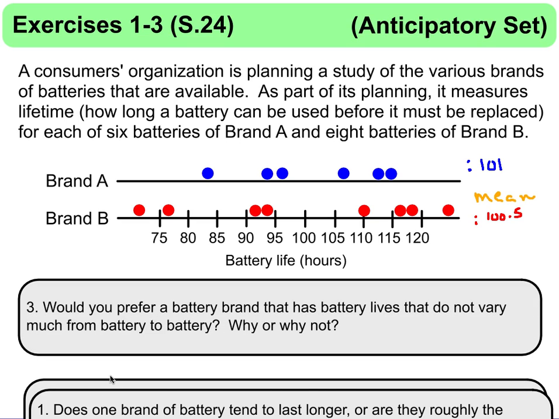And so in number 3, would you prefer a battery brand that has battery lives that do not vary as much from battery to battery? Why or why not? And so again, students would talk, and most students will come to the conclusion that they would probably prefer a battery with small variability in lifespan, because the batteries would be more consistent and more predictable from time to time. Meaning if you put a battery in there, you pretty much know how long that battery is going to last. Then if you buy a brand such as B, you don't know how long that battery is going to last because there's too much variability in its particular lifespan.